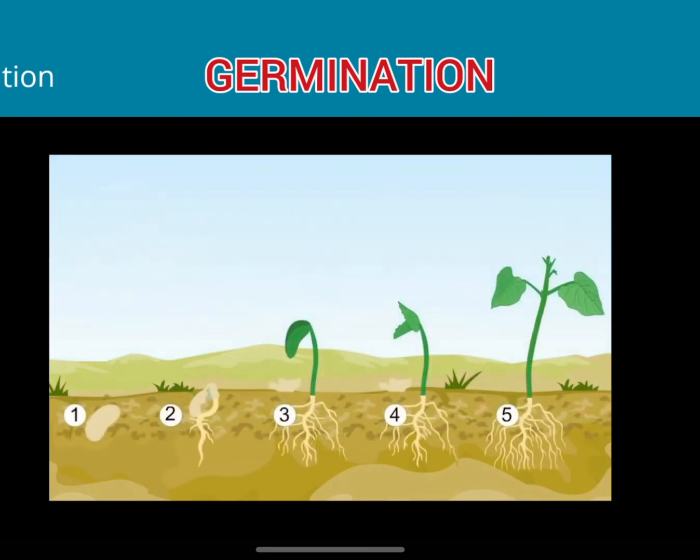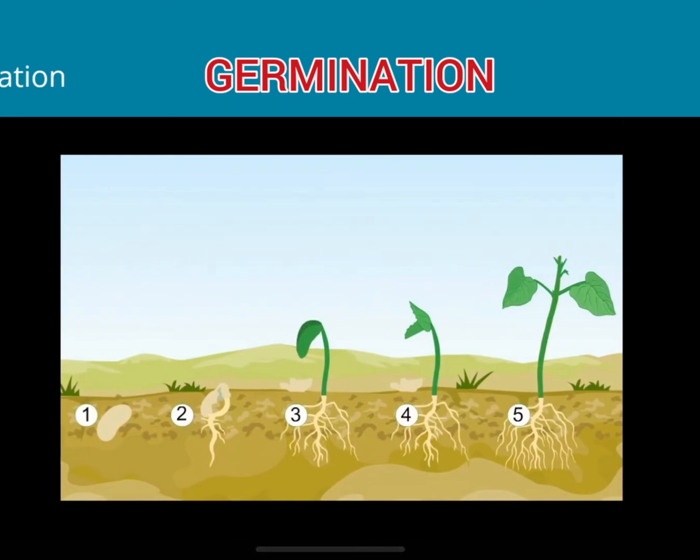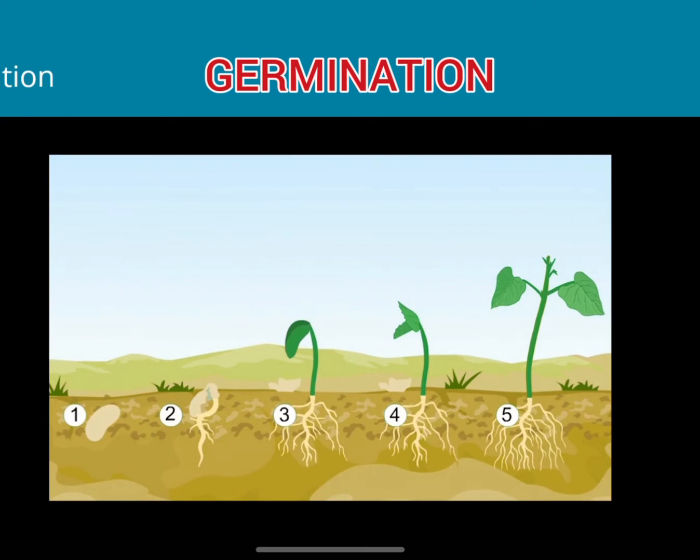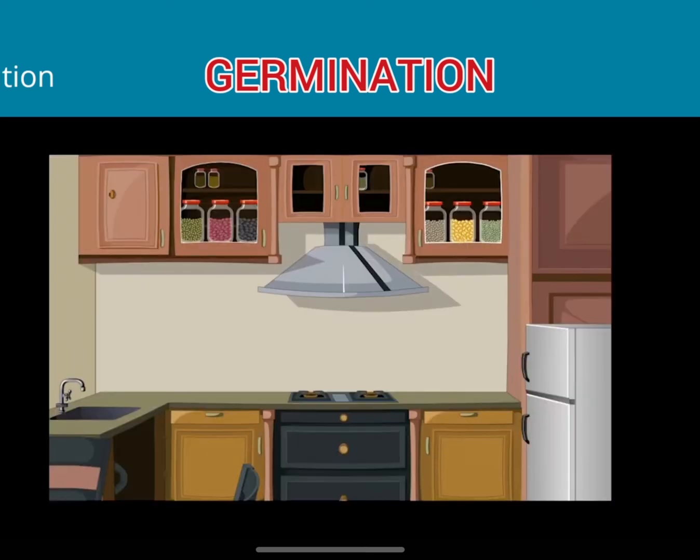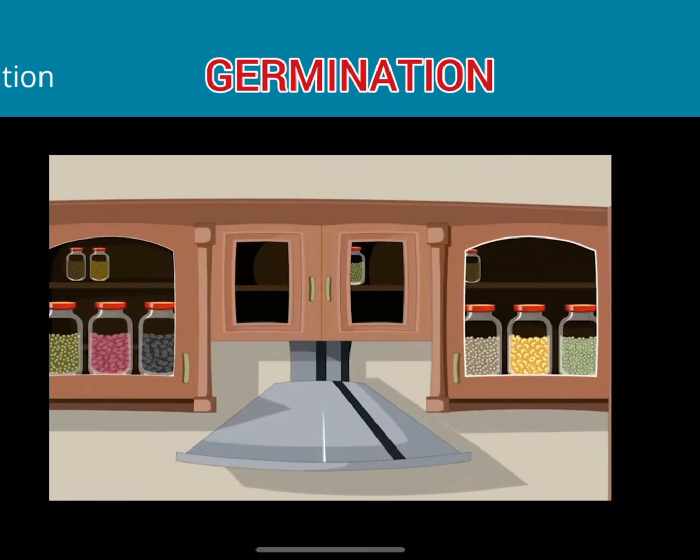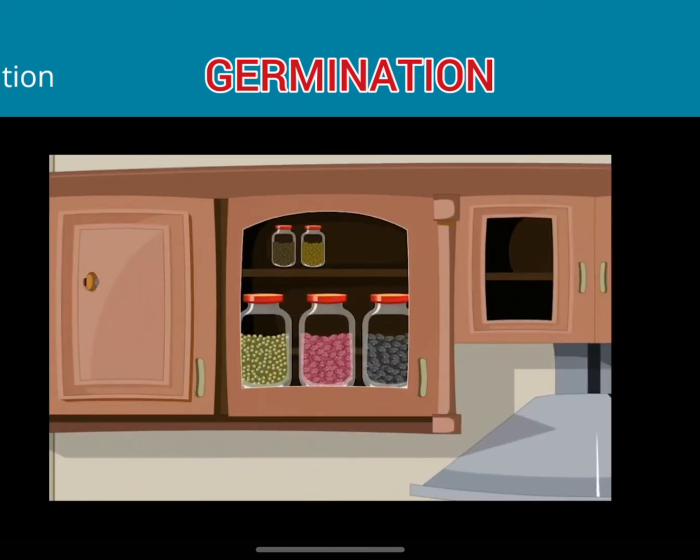For all these stages of germination, essential conditions or factors are required. Let's see the essential factors required for germination. Look at this kitchen shelf. It's been stacked with jars of many grains and seeds. But they are not sprouting.